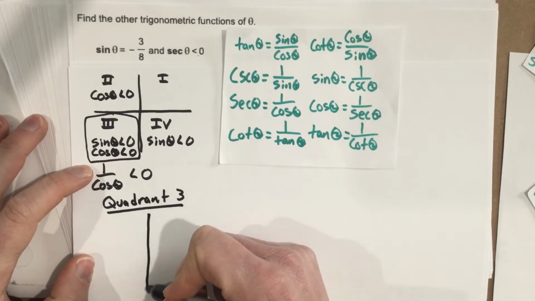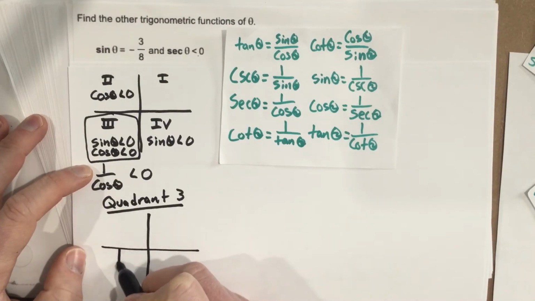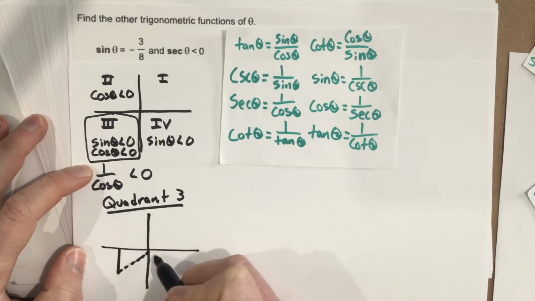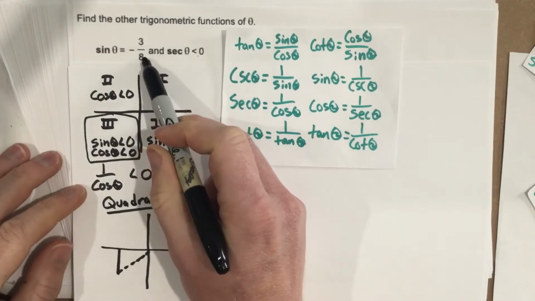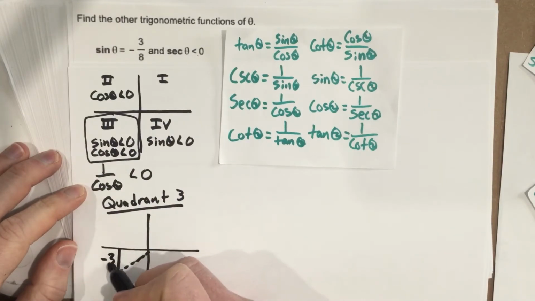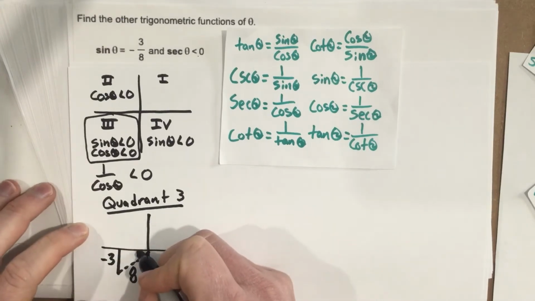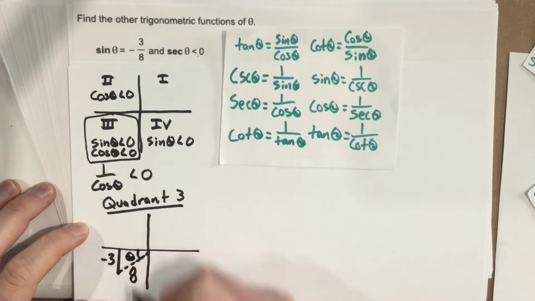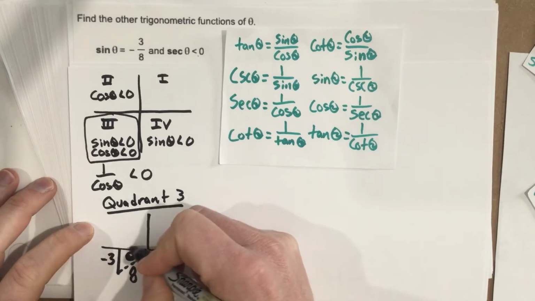Let's go ahead and draw my xy axes, and then I can draw the triangle, which looks like so. They tell me sine theta is -3/8. Well, I know sine, the y value of this triangle, is going to be negative, so it's -3. That means this has to be positive, which is 8. Remember, this is theta. We always measure off the x-axis.